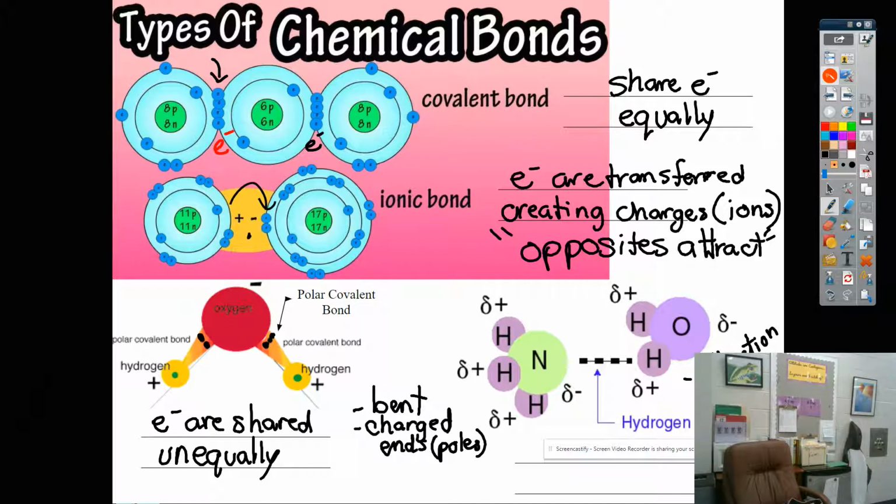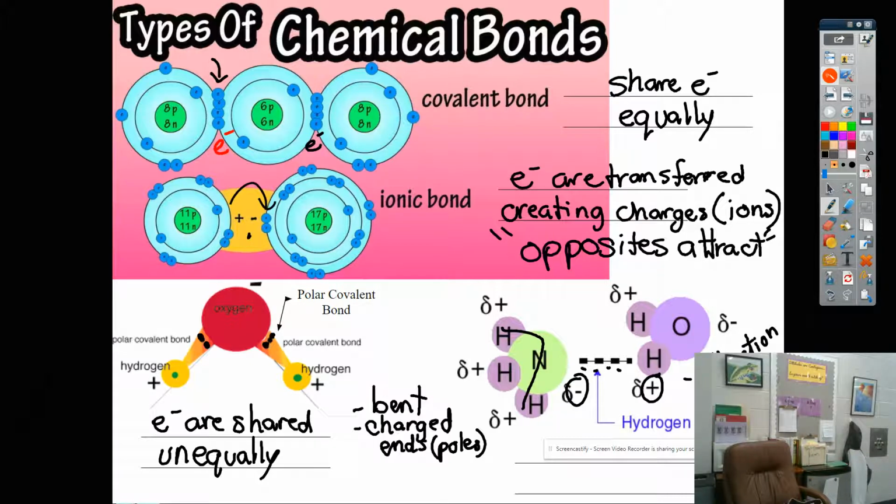What do you notice about this nitrogen? It has a what charge? A negative. And this hydrogen has a positive. So it's that weak attraction between a negative and a positive. But it's not ionic, because look at this molecule. See how it's bent? And there's positive here and negative here.